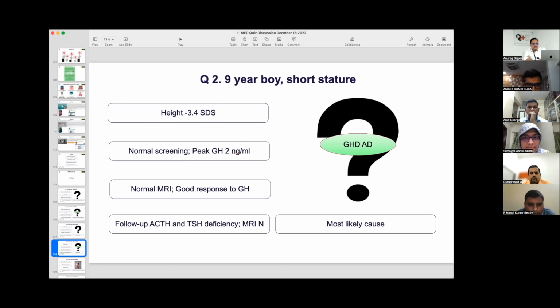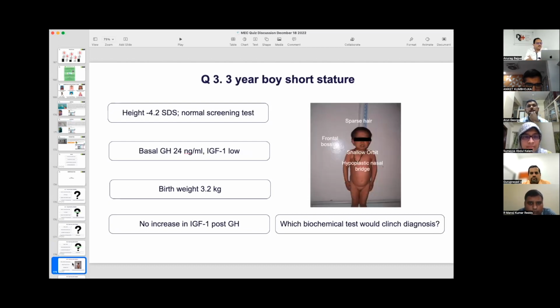So the next question is to Dr. Somaya. Your next question is a 3-year-old boy with short stature, very short, basal growth hormone is 24, IGF-1 is low, had a normal birth weight. There was no increase in IGF-1 post-GH. So I'm asking which biochemical test will give you a genetic diagnosis. You're doing a biochemical test which is giving you a diagnosis.